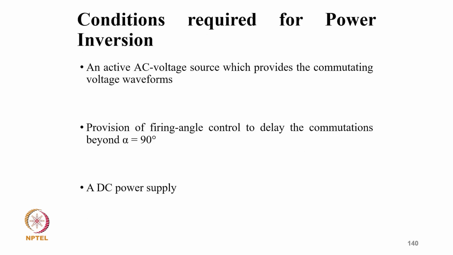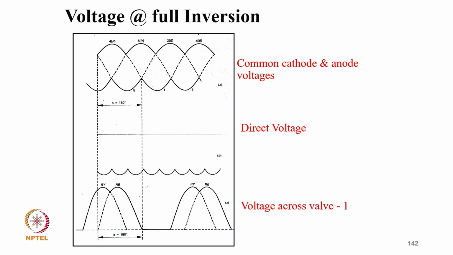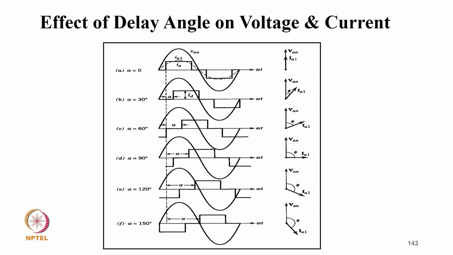The conditions required for power inversion are an active AC voltage source which provides the commutating voltage waveform, provision of firing angle control to delay the commutation beyond alpha 90, and a DC supply. For alpha equal to 90 degrees, the DC output voltage becomes 0, as there is no net voltage across the diode valve at 90 degrees, common anode and cathode voltage. And when you have alpha equal to 180 degrees, with common cathode and anode voltage, the direct voltage is negative, and then the voltage across valve 1.